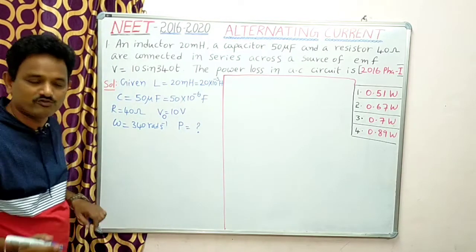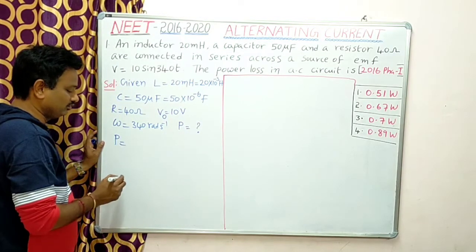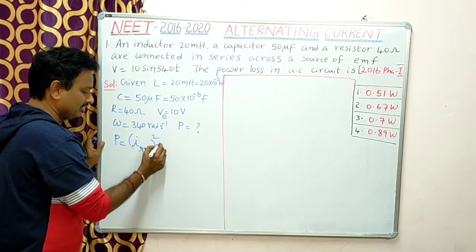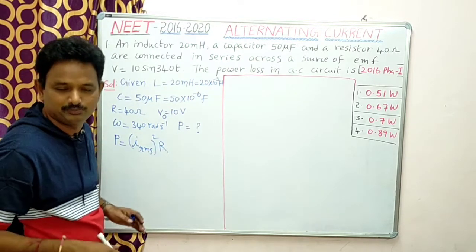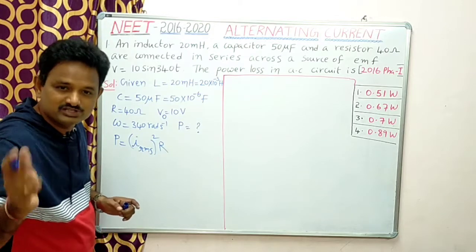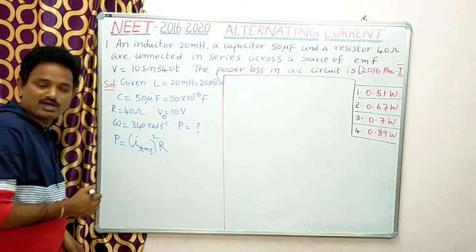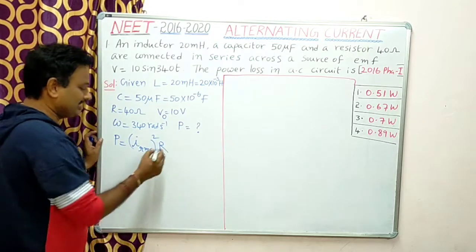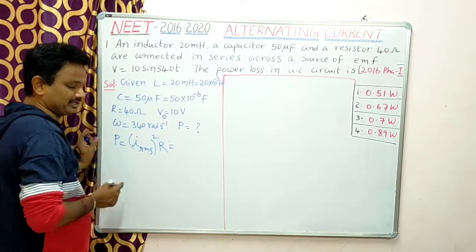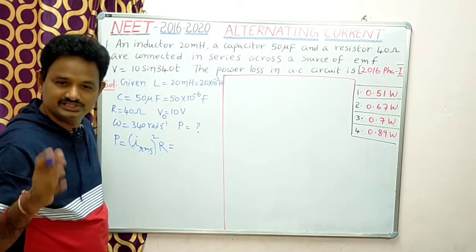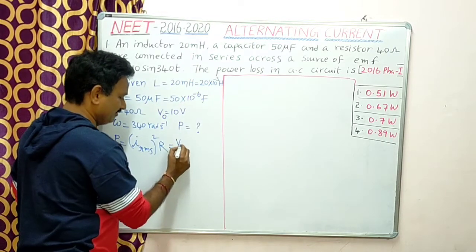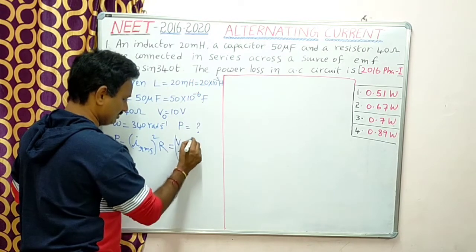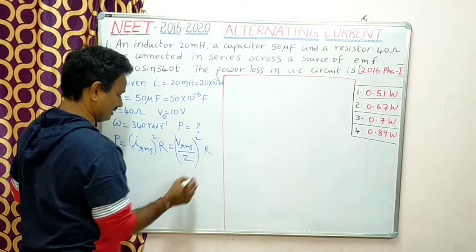So I will take the formula. Power loss P is equal to I RMS whole square into R. General formula, you know that P equal to I square R. Here I means root mean square value of current, whole square into R. Here instead of I RMS I will write V RMS by Z. Z means impedance. You know that. V RMS by Z whole square into R.